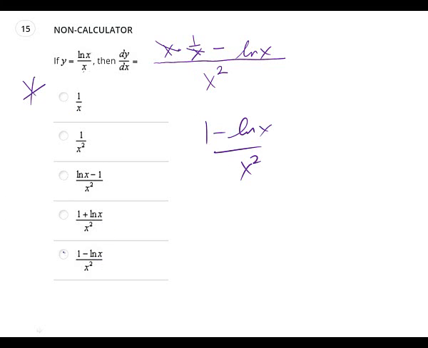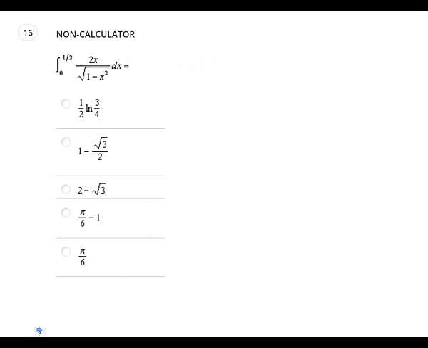Okay. Is it this last answer? Look, not C. They knew that we were going to pick C. That's right. C looks really similar to it, right? All right, we go to 15. All right, 16.